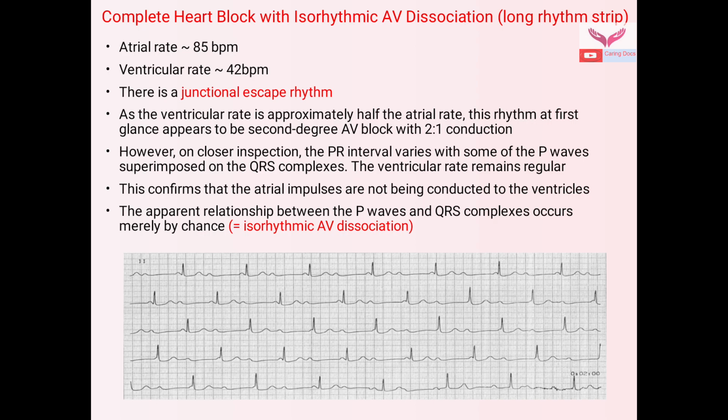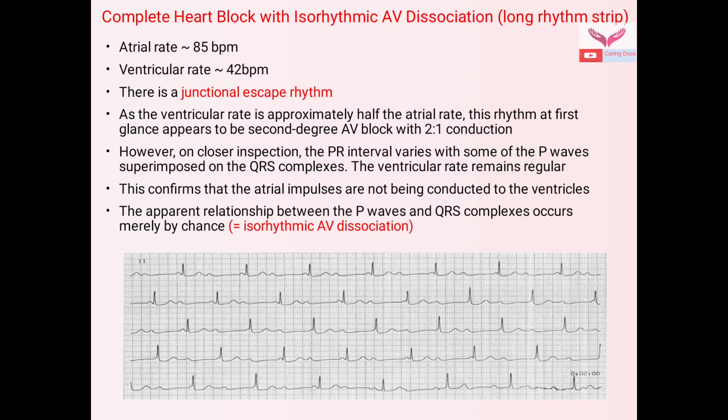Complete heart block is seen with isorhythmic AV dissociation. We can see it in this long rhythm strip. The atrial rate is 85 beats per minute, ventricular rate is 42 beats per minute. There is a junctional escape rhythm, and as the ventricular rate is approximately half the atrial rate, the rhythm at first glance appears to be second degree AV block with 2:1 conduction.